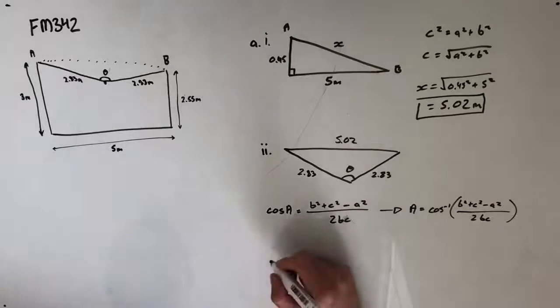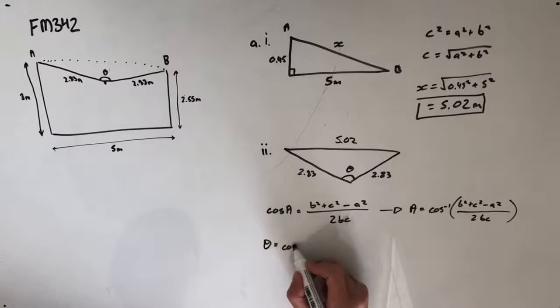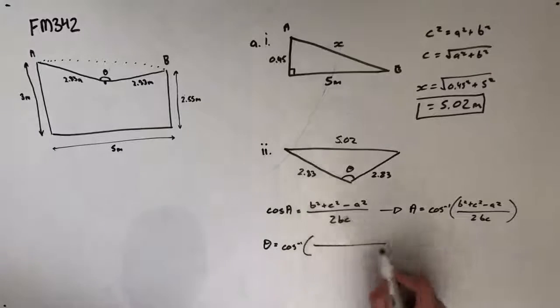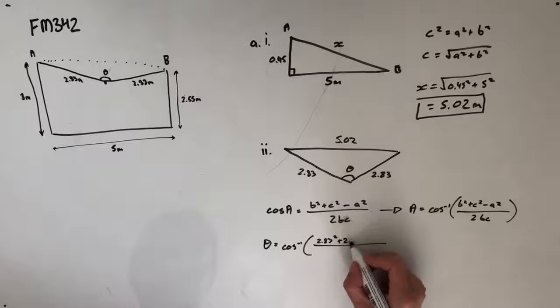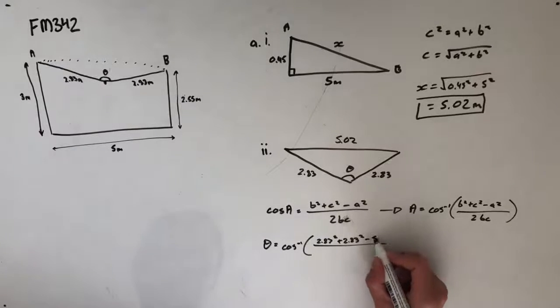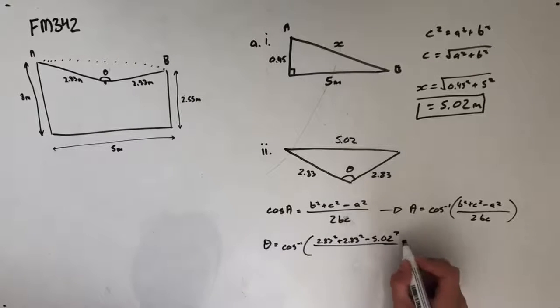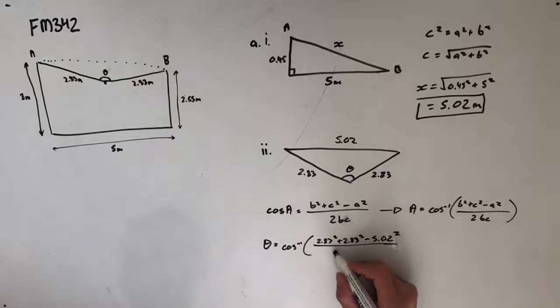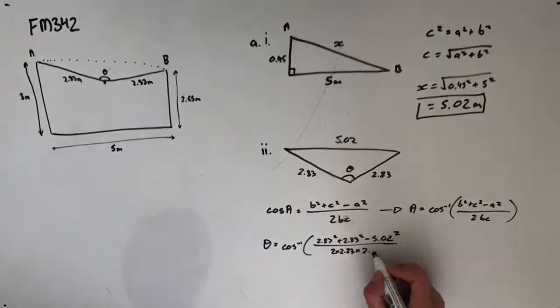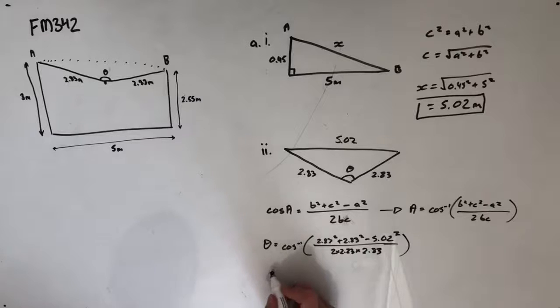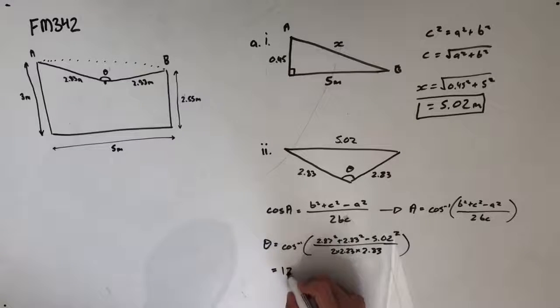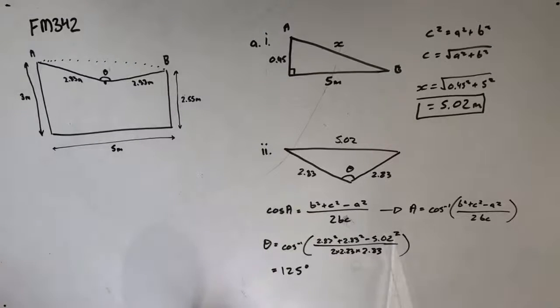Substituting our known variables into that, we get theta should be equal to cos -1 of 2.83 squared plus 2.83 squared minus 5.02 squared all over 2 times 2.83 times 2.83. Whacking that into a calculator and rounding to the nearest whole degree should give you an answer of 125 degrees.